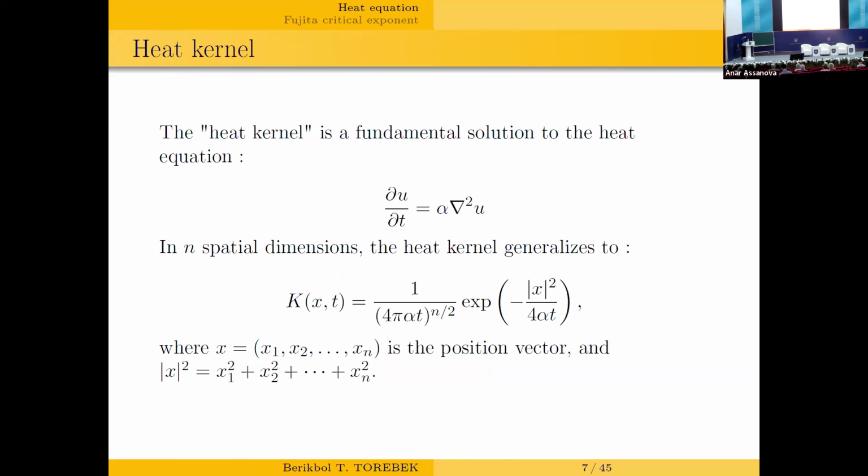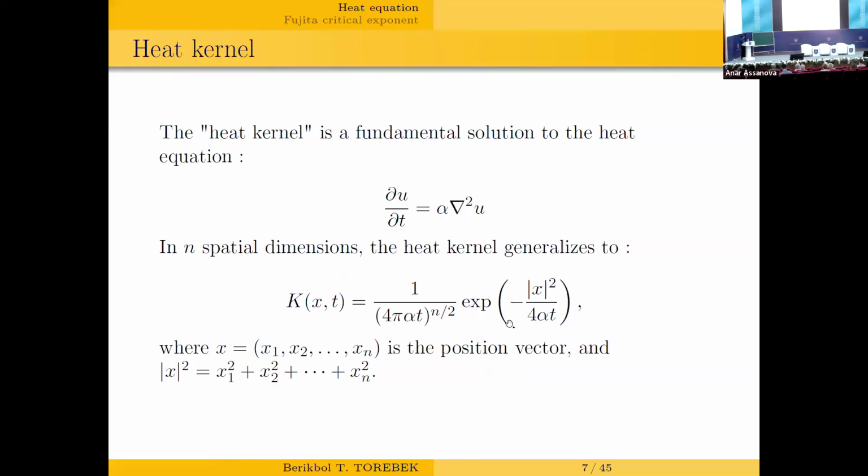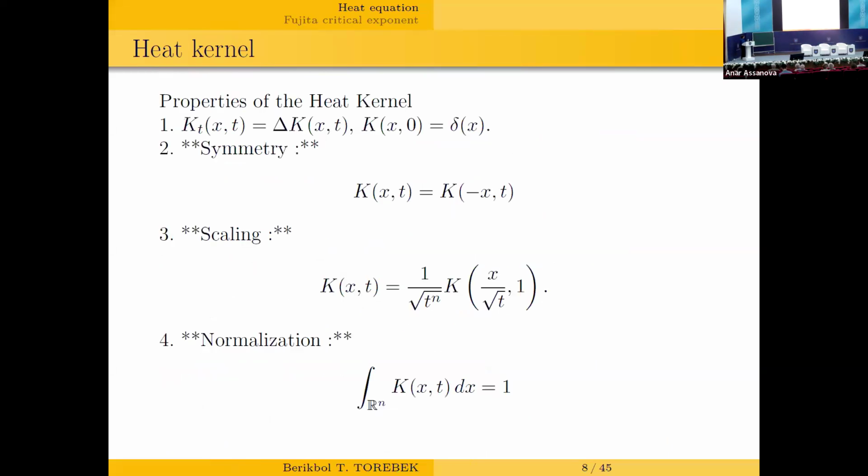And from the theory of partial differential equations, we know that the heat equation has a fundamental solution, and sometimes it is called the heat kernel. It can be represented by this formula. And the heat kernel has the following properties.